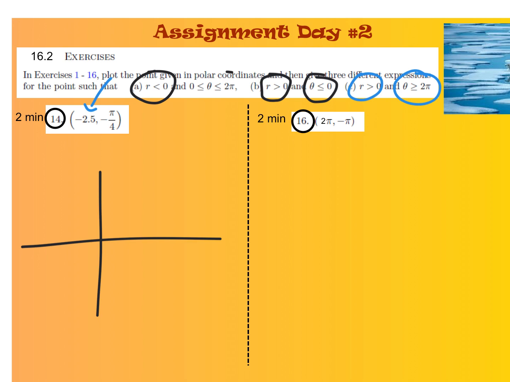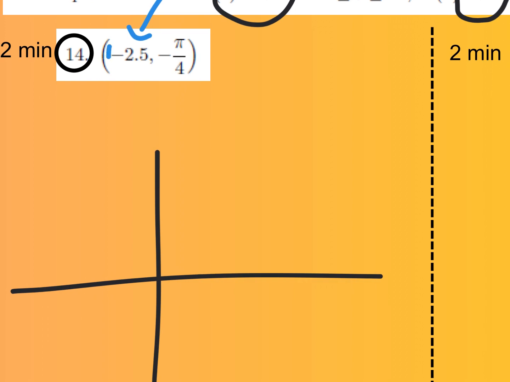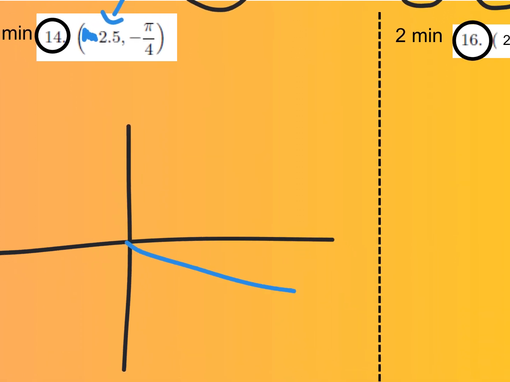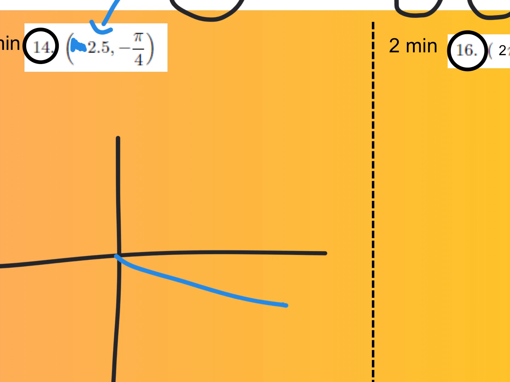All right, so one thing at a time. Where the heck is this point? If I was going to graph this point, pro tip, scribble off the negative. And just graph where is that. That isn't that bad. Negative pi over 4 is like that. And 2.5 is like this. And it's right so far.